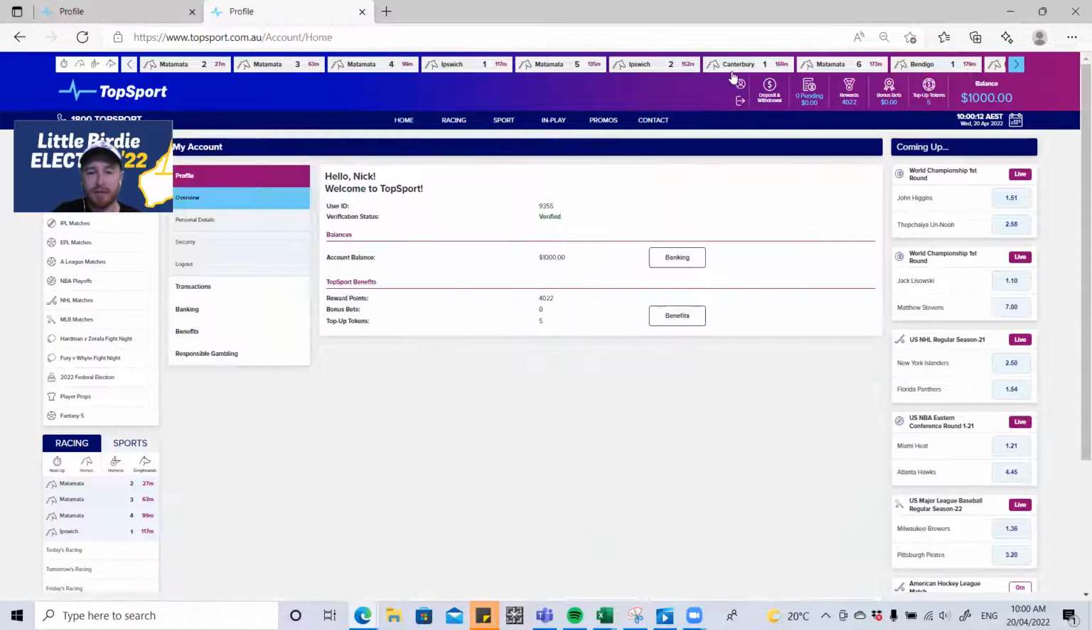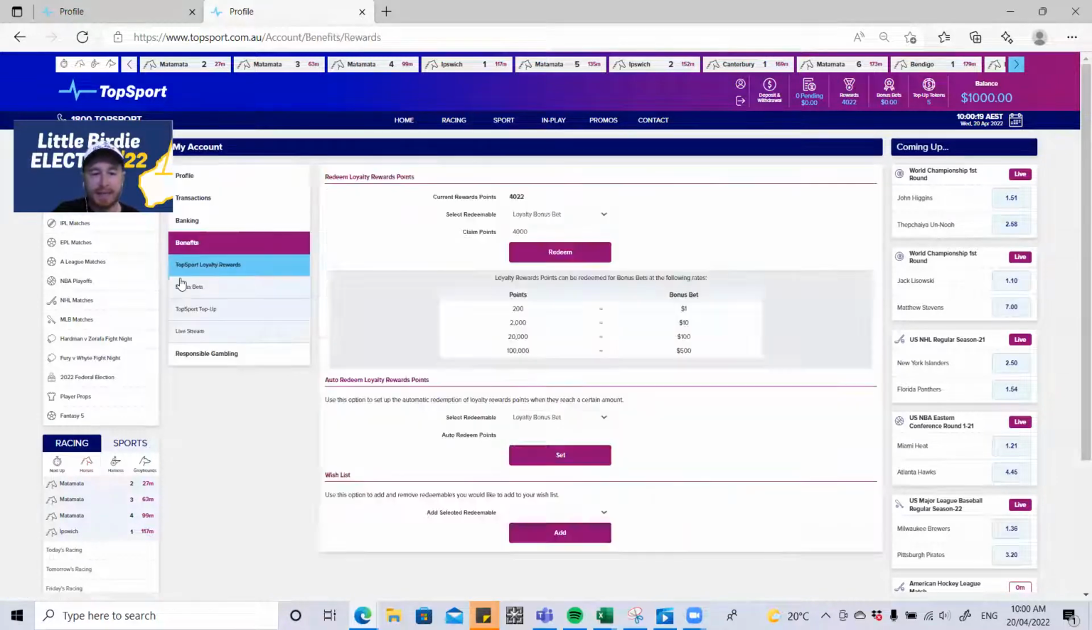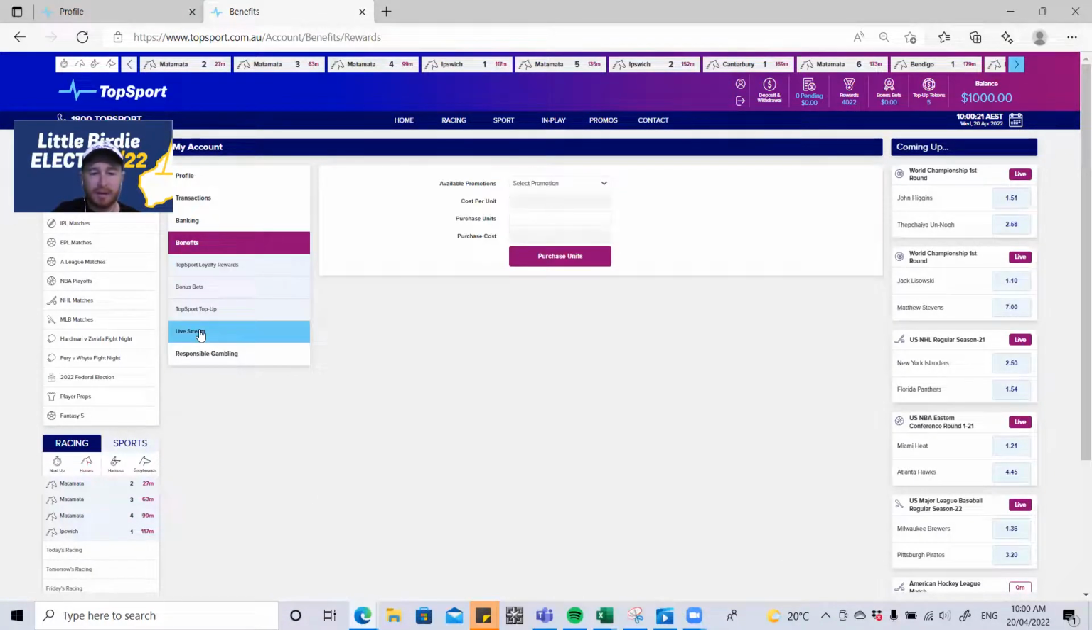So make sure you sign up with Top Sport and then you head to the My Account section, little man there, or the rewards section. It takes you to the same place here. And then you go to the live stream section, available promos, Election 22. And cost per unit, so $50 is one unit. I'm going to go in for the whole hog there, 20 times. And there's that $1,000 that I want to deposit. I've got the amount in my account. There's $1,000 there, so that balance is going to disappear. I purchased the units there and bang, I'm in for 20 units.